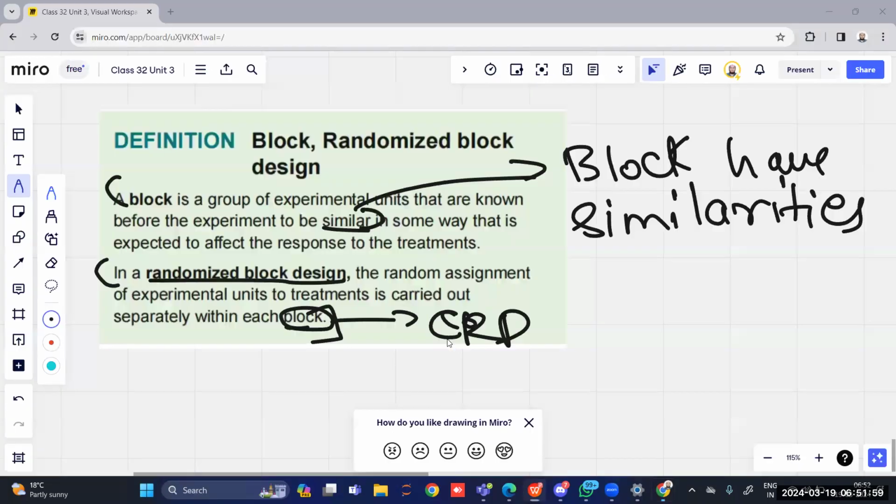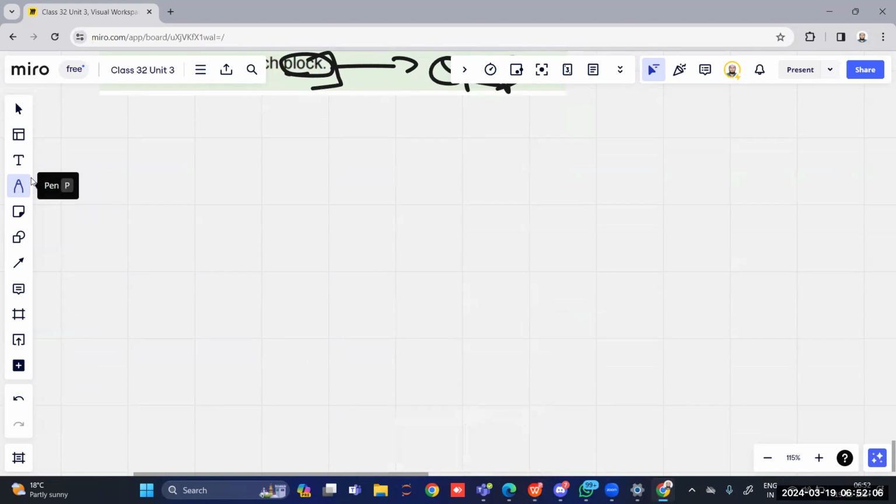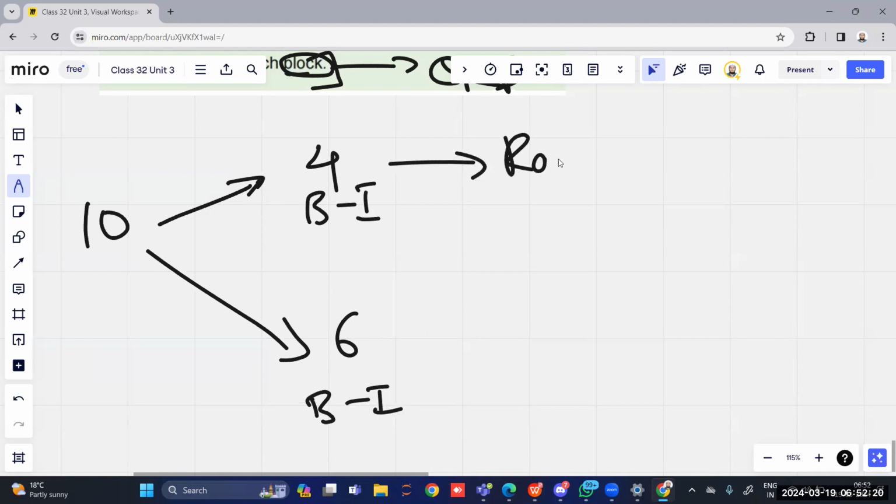We can also draw this. Wait, we'll draw them. Then 10 volunteers we have. I've distributed them into 2 blocks, 4 and 6. This is B1. This is B2. Correct? Then what we'll do? We'll do random assignment on these.